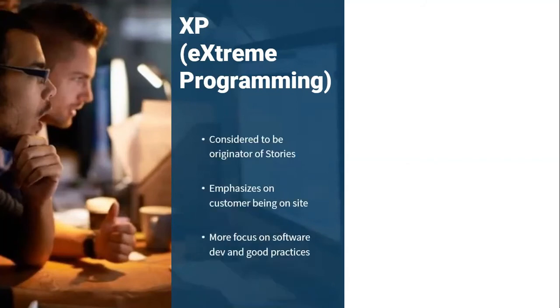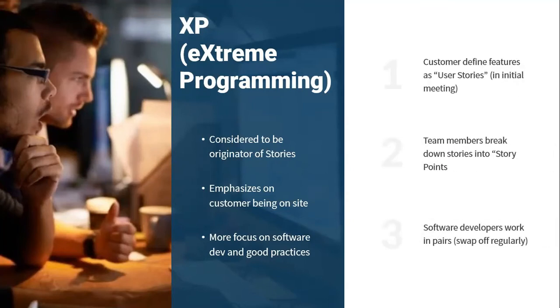XP has provided basis for agile principles and other terminologies at the time of inception, like defining user stories, close interaction with customer, more focus on doing things right the first time. There are three steps in XP. Number one, the customer defines feature as user stories. Number two, team members break down stories into story points. Number three, software developers work in pairs and swap off their responsibilities on regular basis.